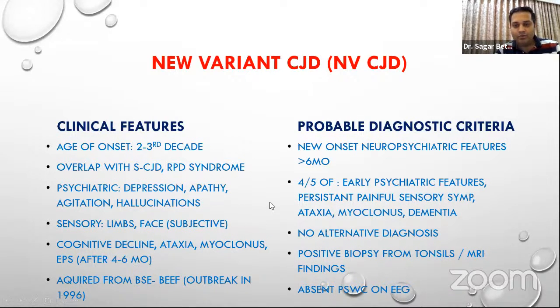And the diagnostic criteria were established in 2011. All of the following criteria are required to diagnose a probable case of new variant CJD. A definitive case would, of course, require an autopsy, because biopsy is generally not possible in the live brain. So the probable diagnostic criteria are new onset neuropsychiatric features which last more than 6 months, and 4 of the 5 following clinical features are required: early psychiatric features, persistent painful sensory symptoms, ataxia, myoclonus, and dementia. So at least 4 are required.